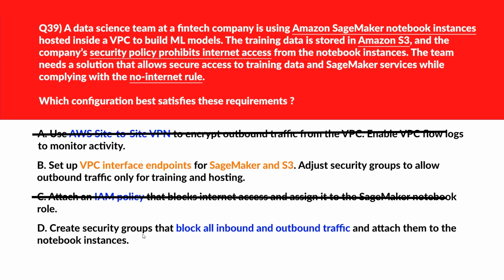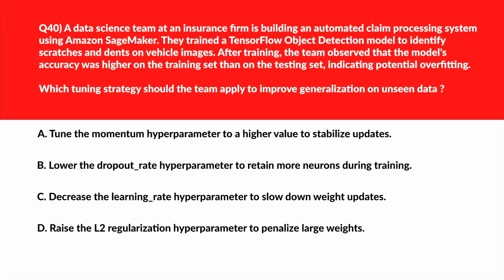Option D says create security groups that block all inbound and outbound traffic and attach them to the notebook instances. Blocking all traffic prevents access to required AWS services, stopping training workflows. So this is out. We'll lock option B as the right answer. Alright, now let's look at this question. This is all about SageMaker.